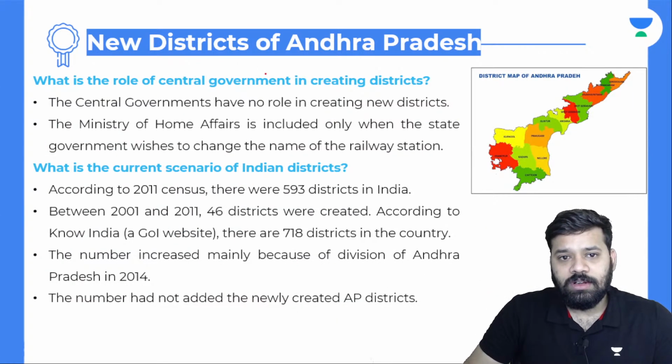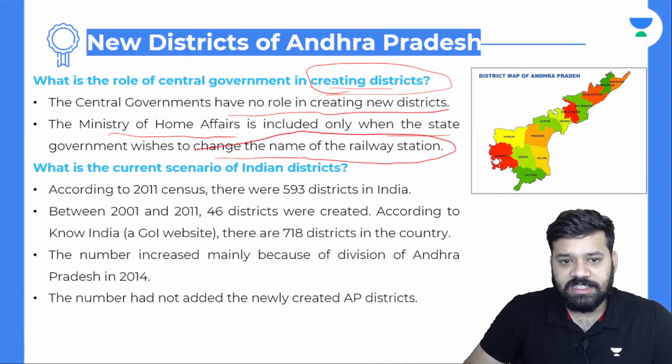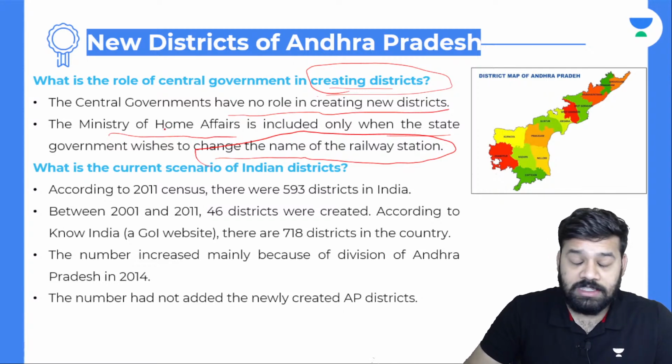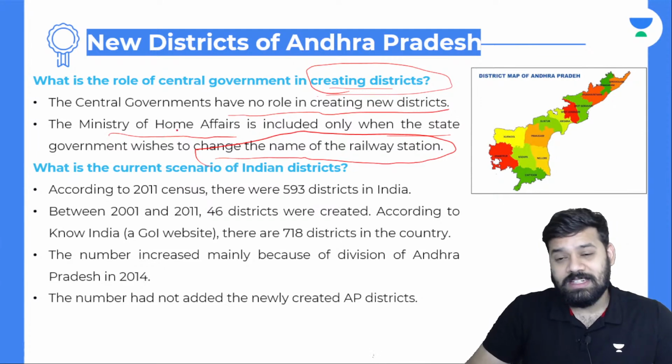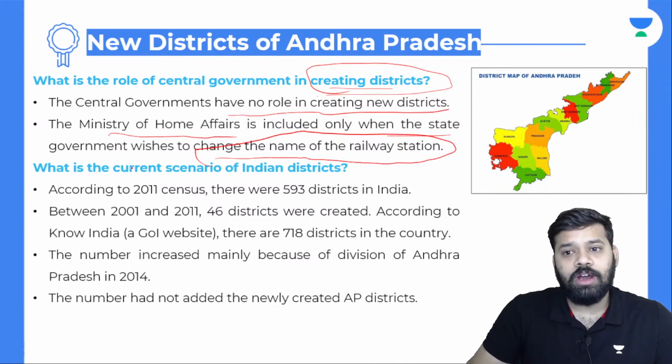Going forward, what is the role of the central government in creating new districts? Sir, the center does not have any role. Let us have a look at it. The central government has no role in creating a new district. The Ministry of Home Affairs is included only when the state government wishes to change the name of a railway station. Rest apart, creation of a new district is completely in the hands of the state government. State government can do that by an executive order or by making a new law, passing the law in the assembly.